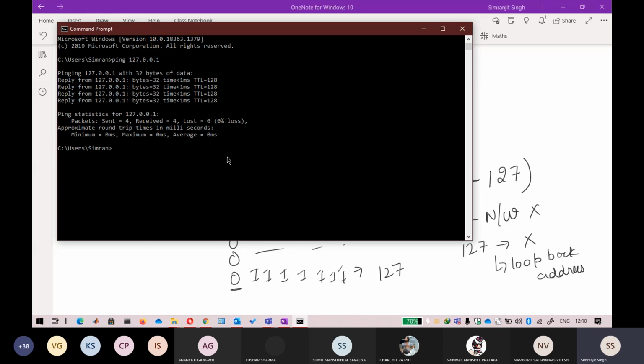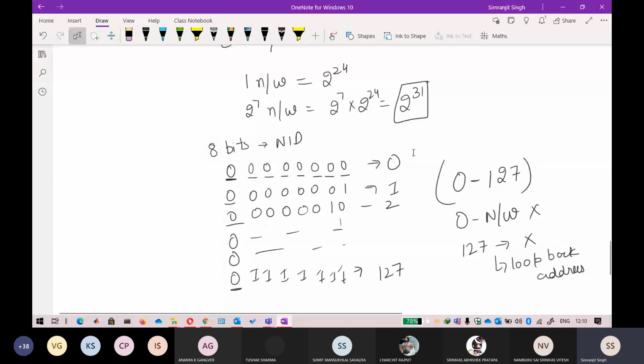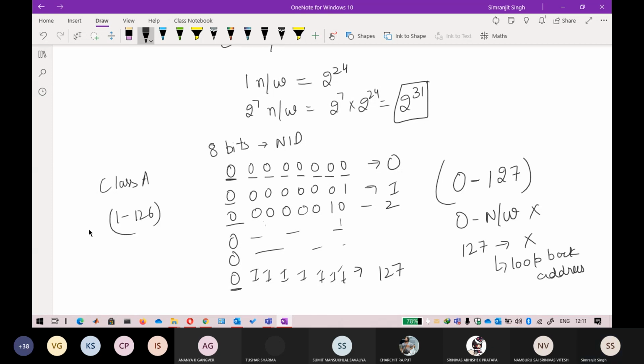it means the packet travels to the router, and the router again transmits the same packets to your network interface card. If you have any problem in your network interface card, you will see that the loss percentage here will be 100%. So the loopback address is just used for checking whether your NIC is working correctly or not. So the valid range for class A network is 1 to 126. Keep that in mind.